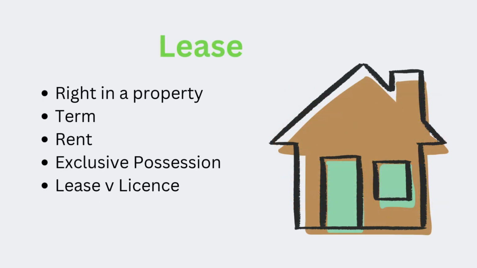A lease is essentially a right in a property. There are three key markers in determining a lease. Firstly, a term, for a rent, and with exclusive possession. So these three key markers are what can distinguish a lease from a license.